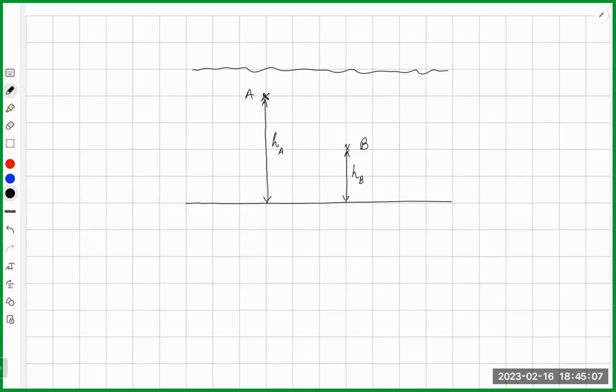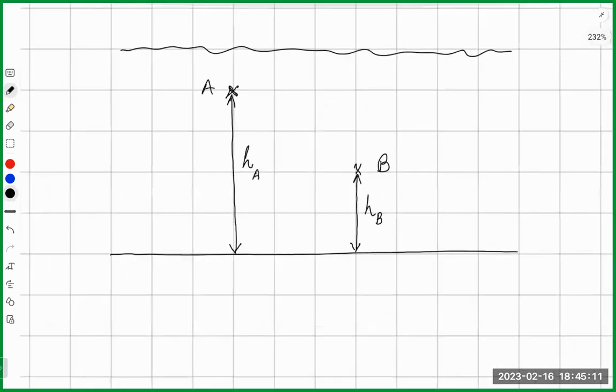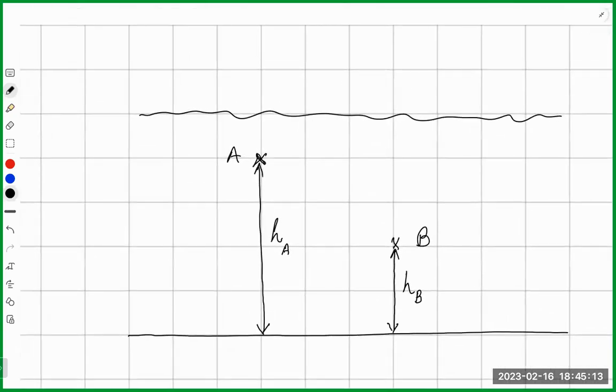Now, apparently, when we look at the formula, it is rho G H. It seems like if there is more H, there should be more pressure. So it apparently looks like A should be having more pressure, but the answer is B. B has more pressure. Why does B have more pressure?